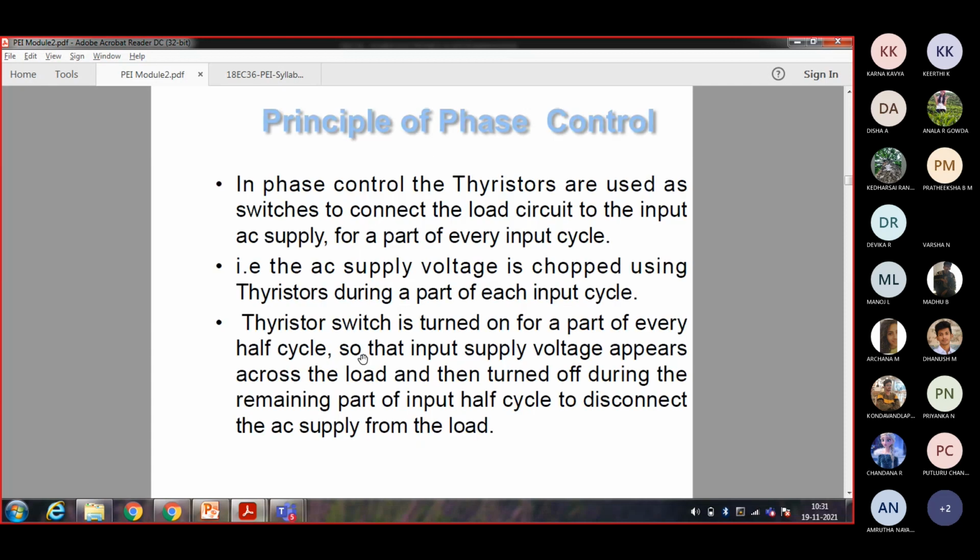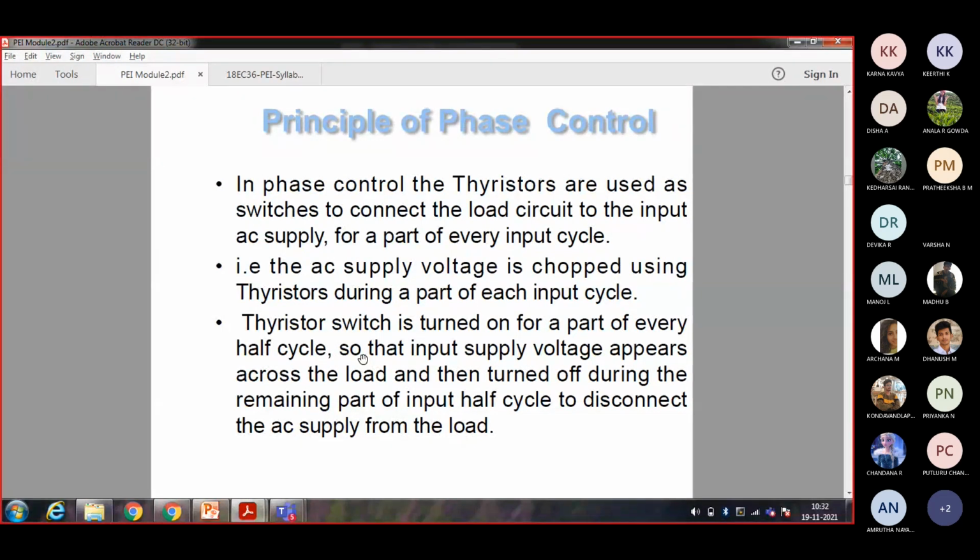Principle of phase control. What exactly is phase control? In phase control, the thyristors are used as switches to connect the load circuit to the input AC supply for a part of every input signal cycle. That is, the AC supply voltage is chopped using thyristors during part of each input cycle.